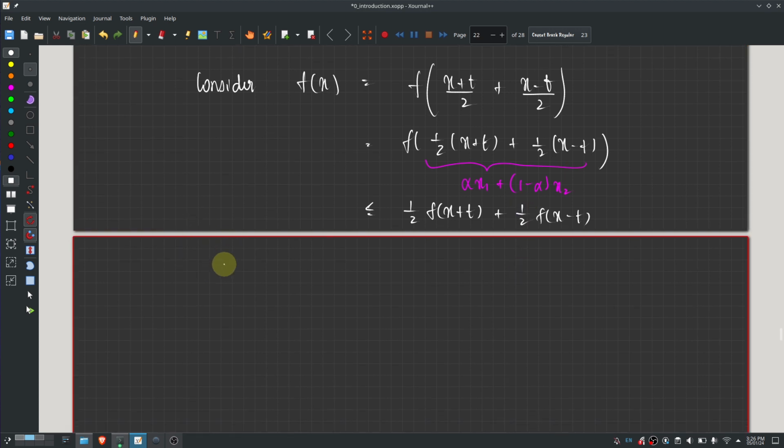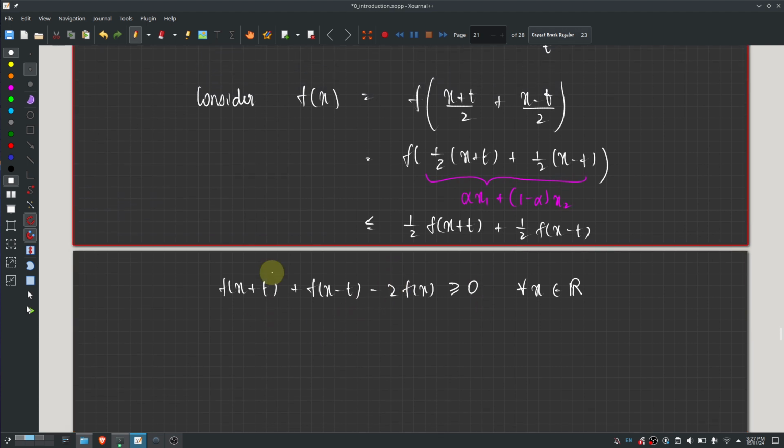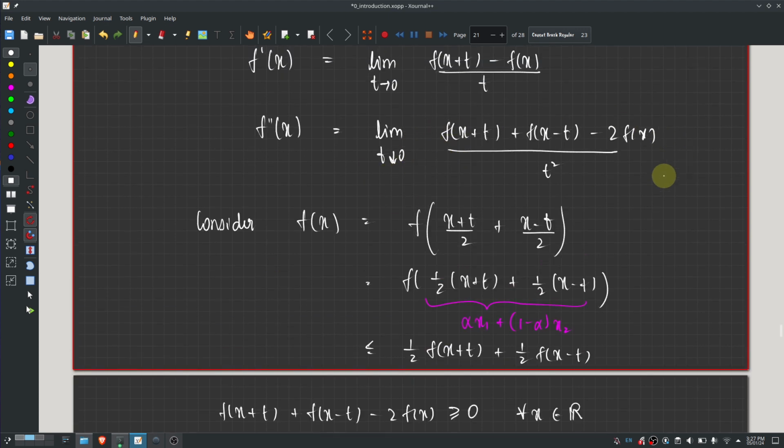So what can I say about f of x plus t plus f of x minus t minus 2 times f of x? Right, if I just take the 2 to the left hand side and bring that to the right hand side, then I get f of x plus t plus f of x minus t minus 2 f of x is greater than or equal to 0 for all x. Is this okay? Well, since this is greater than or equal to 0, this quantity should always be greater than or equal to 0 because t square is greater than or equal to 0. So this limit is always going to be greater than or equal to 0. So the second derivative is also going to be greater than or equal to 0.